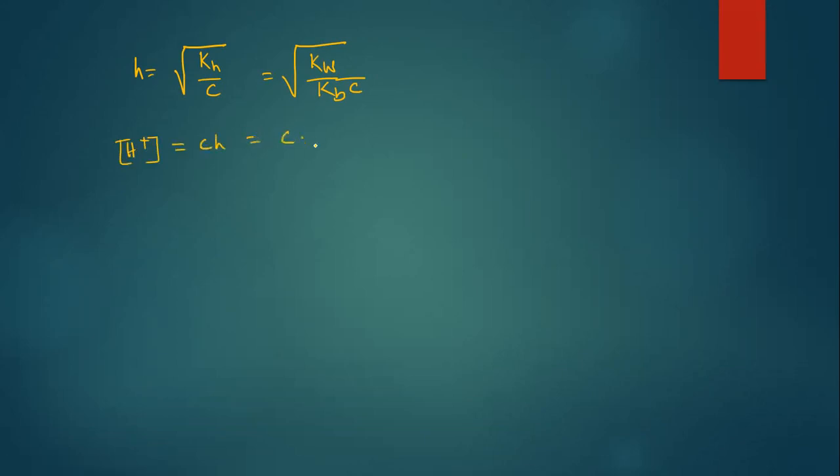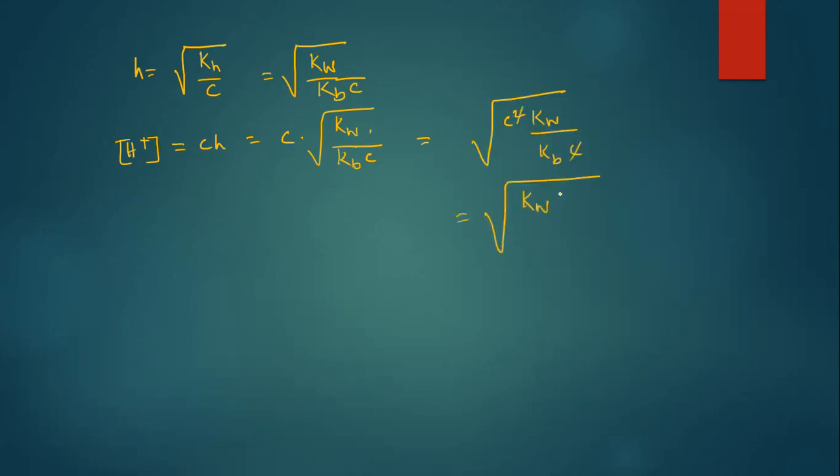So C into root over KW by KB, here it is C. So you can take the C inside the root: C square, KW, KBC, C cancels out, so KW, C, KB. Okay. So now you have got the H plus concentration over here.